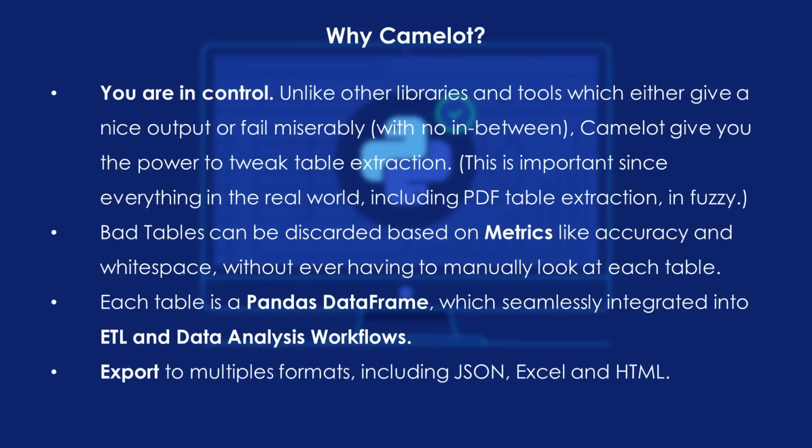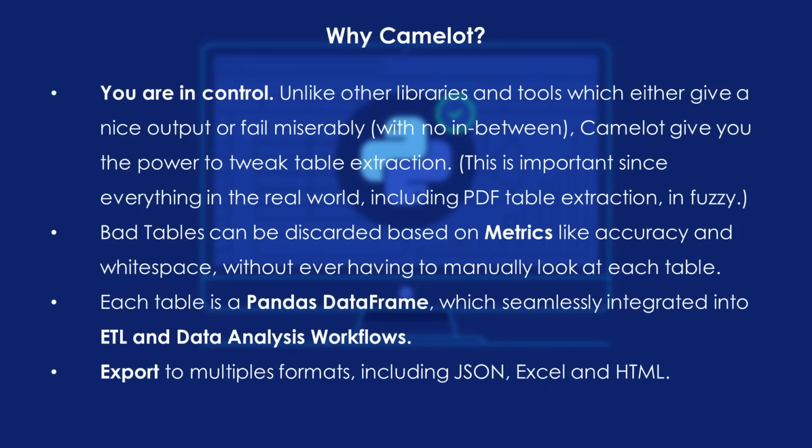The last reason is that Camelot lets you export the extracted PDF table into multiple file formats, including JSON, Excel, and HTML. Let us say that the table you extracted from the PDF you want to be published online, which means you ultimately want an HTML file. So instead of sitting and hard coding an HTML table, Camelot lets you export the PDF table that you just extracted into an HTML file. So this way, Camelot helps you with being in control, discarding bad tables, using a Pandas data frame, which is seamlessly integrated with an existing data analysis workflow, and finally exporting to a different file format. This is the reason why we picked Camelot ahead of the other packages that we just mentioned.